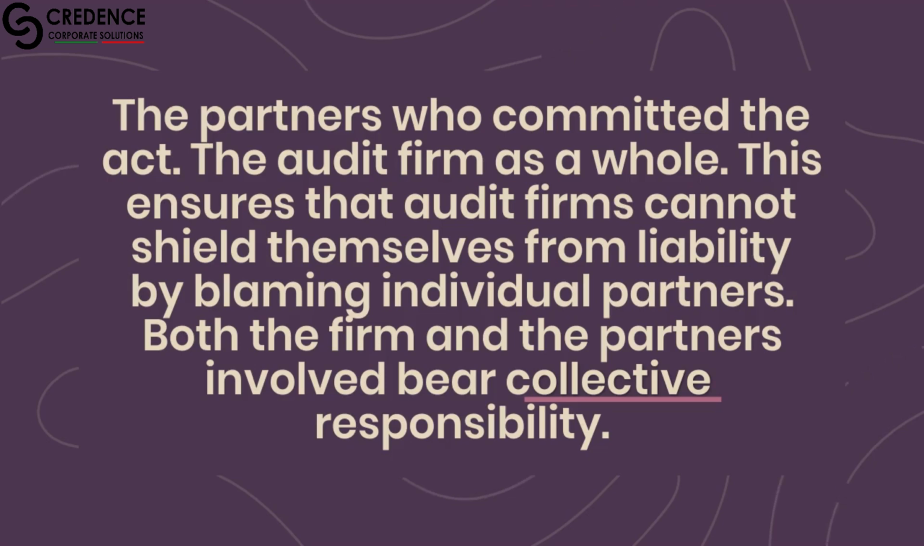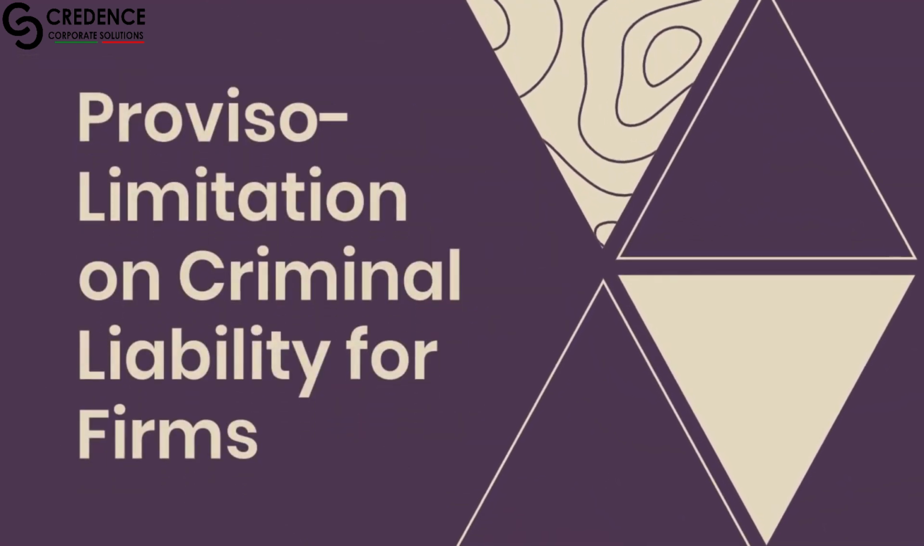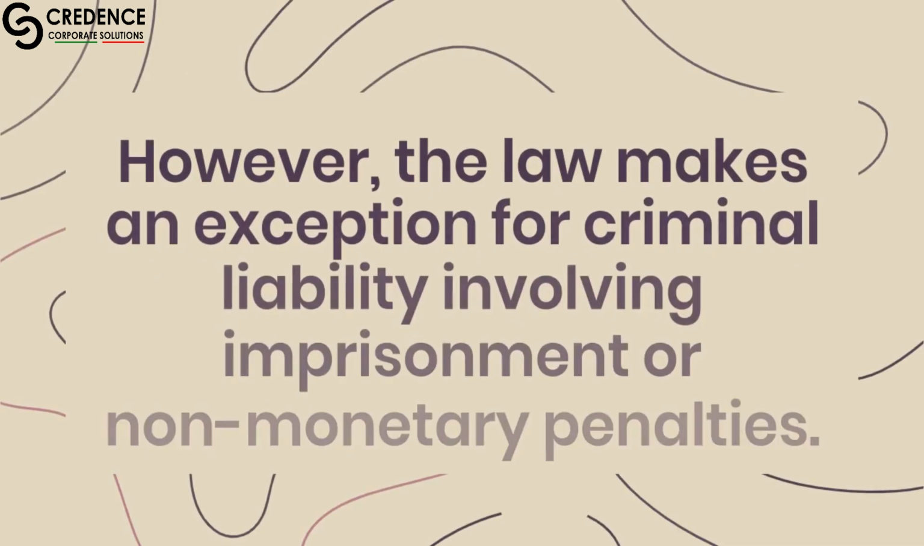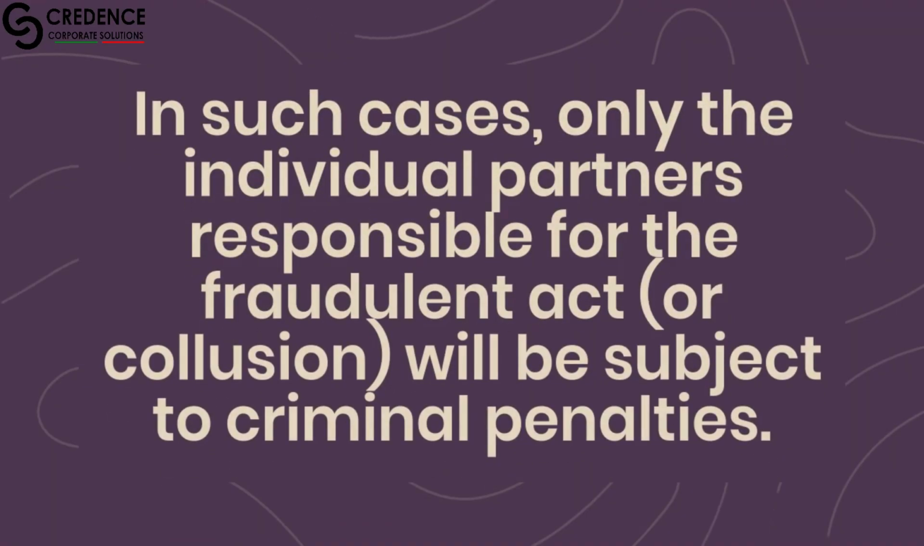This ensures that audit firms cannot shield themselves from liability by blaming individual partners. Both the firm and the partners involved bear collective responsibility. Proviso: limitation on criminal liability for firms. However, the law makes an exception for criminal liability involving imprisonment or non-monetary penalties. In such cases, only the individual partners responsible for the fraudulent act or collusion will be subject to criminal penalties.